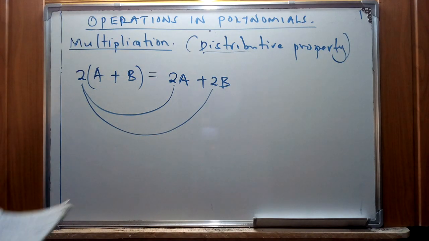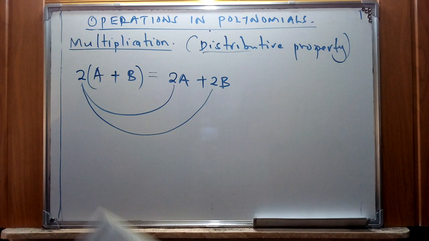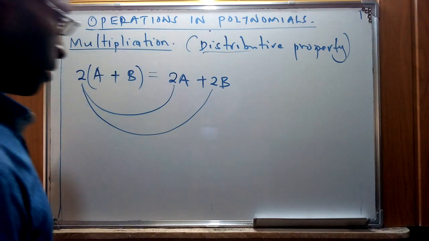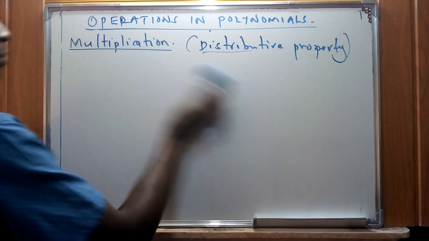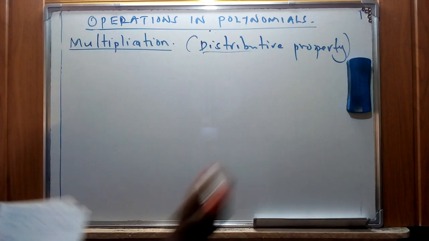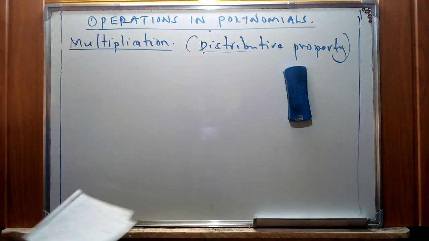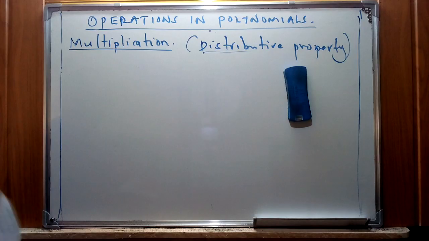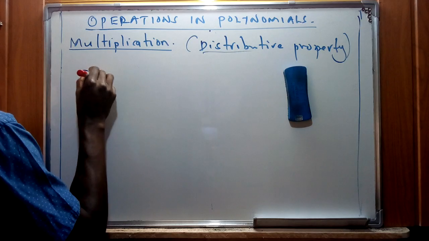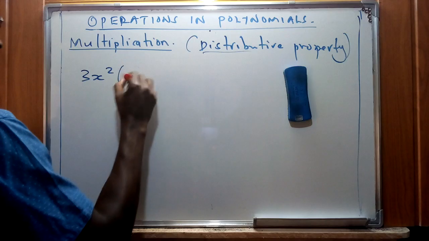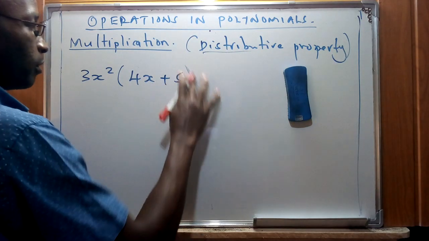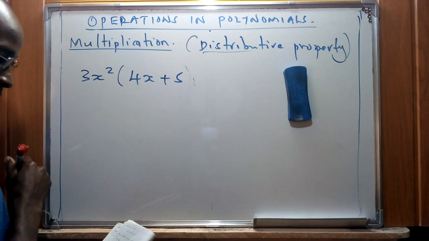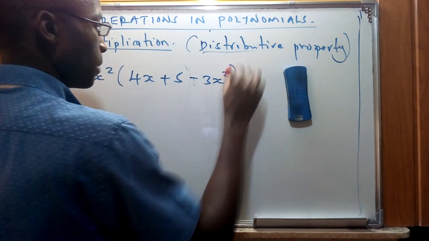Now, this is going to be the case whereby we're going to do a multiplication for monomials and polynomials. And in this case, I'm going to have one done so that we can give a specific example for this. So suppose we have a polynomial, which is given as 3x squared, into, sorry for that, 4x plus 5 minus 3x squared.